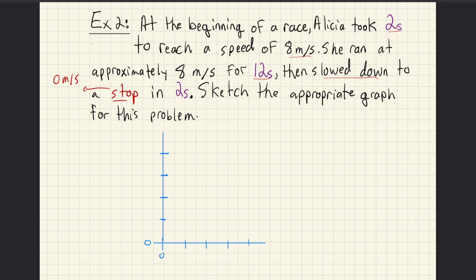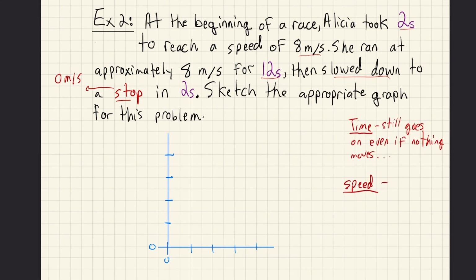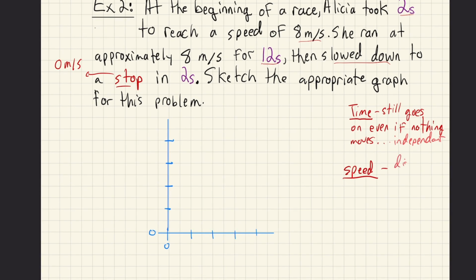So the first thing we're going to figure out is, between the two variables, time and speed, which one is the independent variable and which one is the dependent variable? When we think about time, remember that time still goes on even if nothing moves, which means it is really independent of any variable. So it is the ultimate independent variable. Whereas speed is defined as distance per time. So speed is 100% dependent on time, so this is going to be the dependent variable.